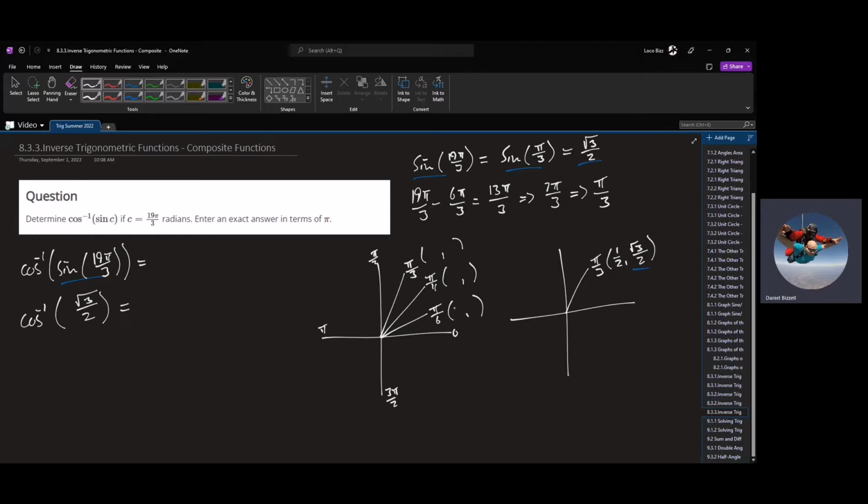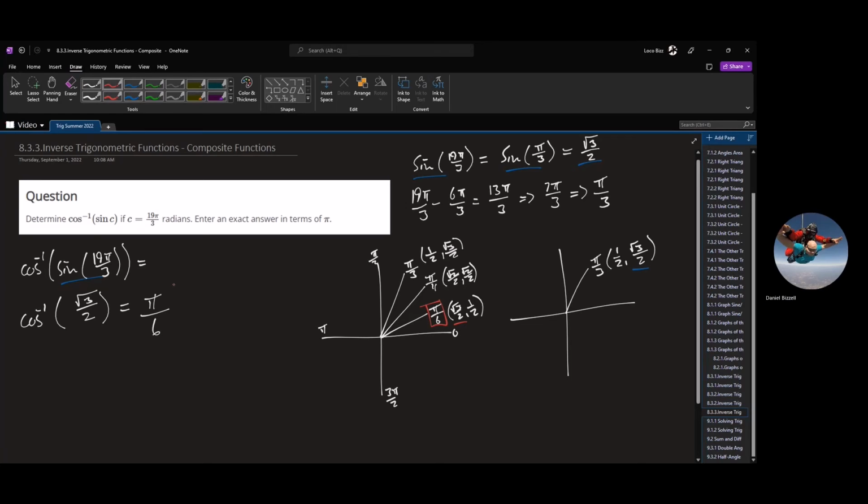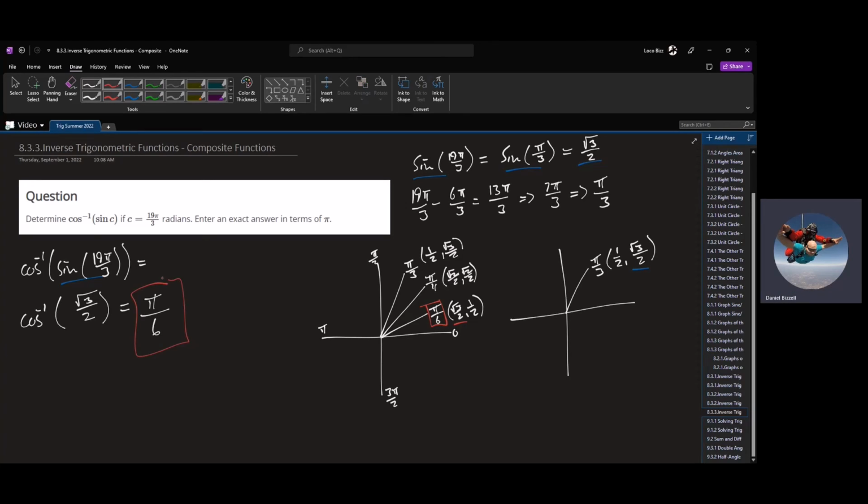So at pi over 6, we have square root of 3 over 2, then half, and at pi over 4, square root of 2 over 2. Same thing here, half, and then square root of 3 over 2. So we're looking for where the x value is equal to square root of 3 over 2. And it turns out that is right here at pi over 6. So we get this whole expression is equal to pi over 6. So our final answer is pi over 6.